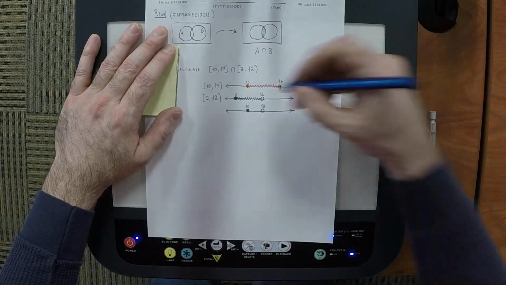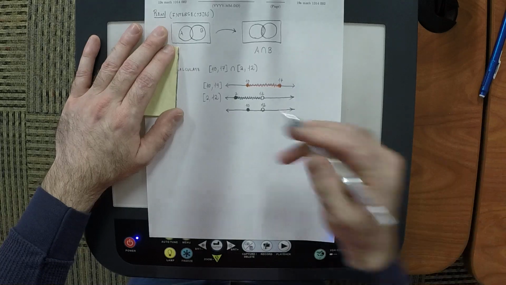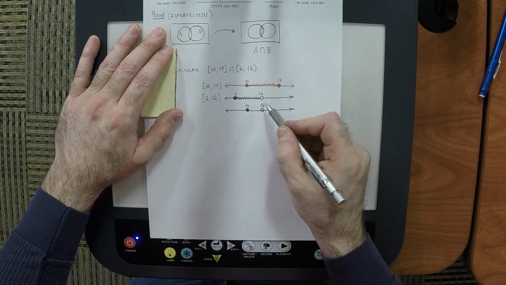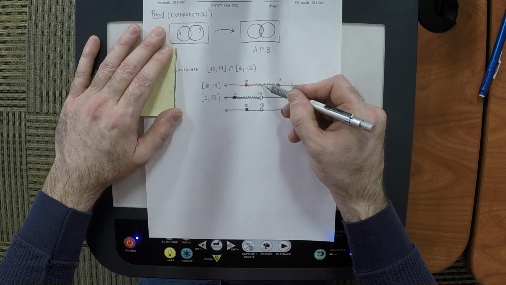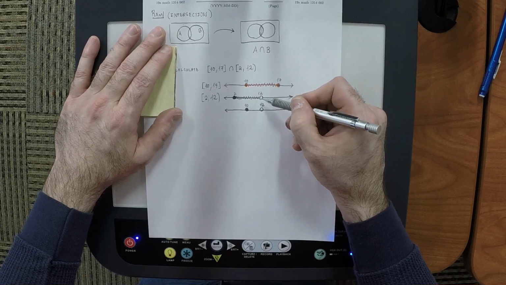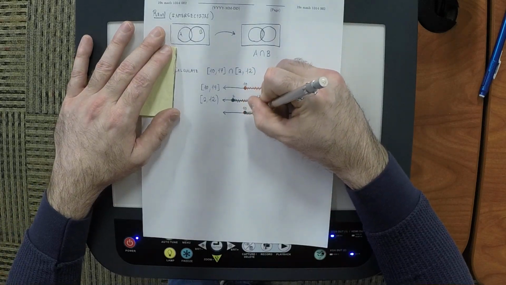Right. So then, having a look at that one. To be in the intersection, it has to have both colors. So 12 is colored red. That's good. But it's not colored green. That's bad. Right? So this is the answer.